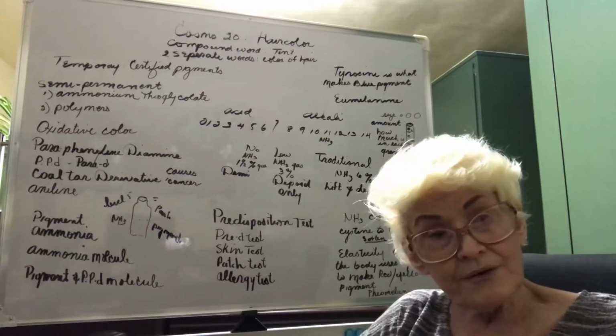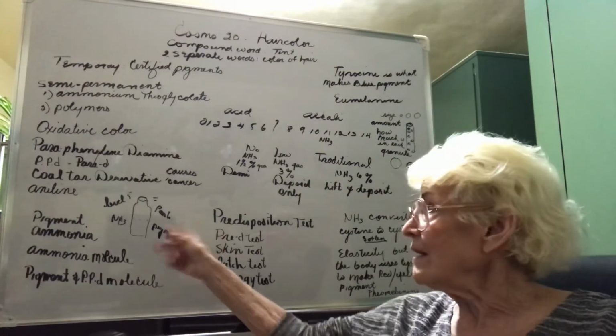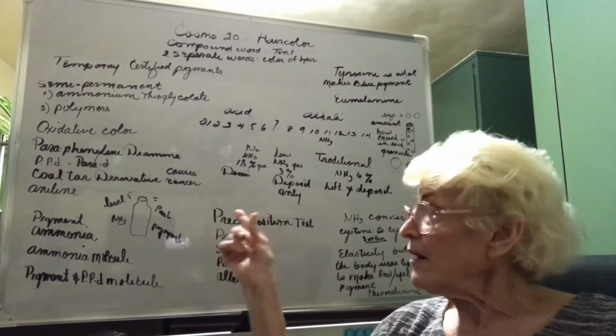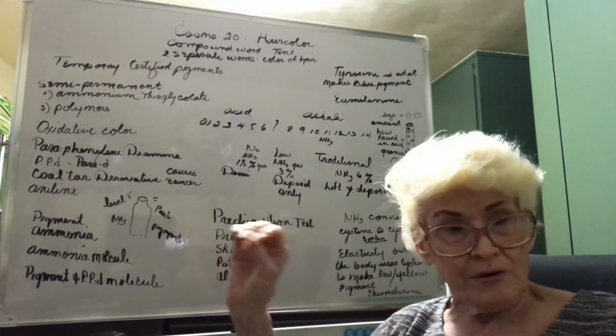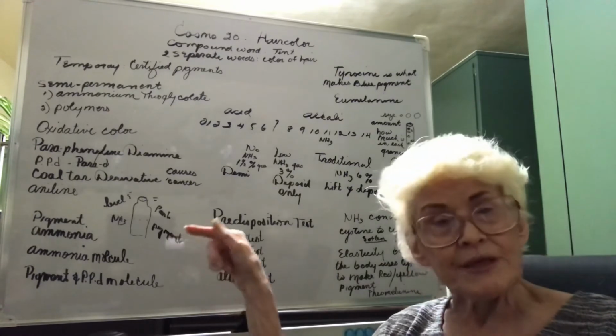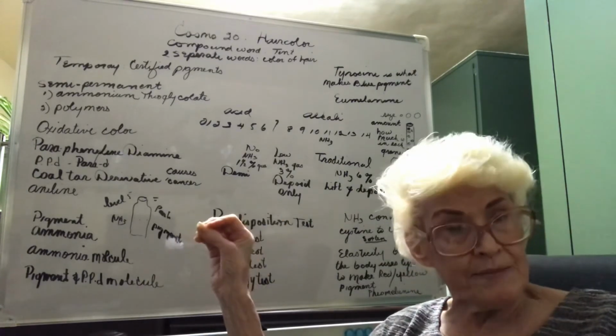Now that's not the only ingredient in permanent color. I also have a pigment. My paraphenylene diamine and aniline are clear. They have no pigment of their own. So the manufacturer is going to infuse them with the pigment.